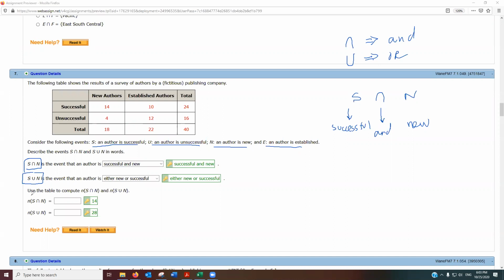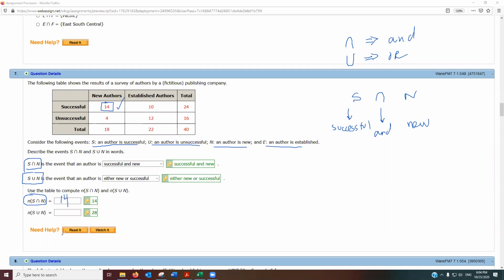All right, now it says let's compute them. Remember, the N means cardinality. So how many elements are in the set successful and new? Well, to be successful and new, you would have to be an author in this box right here. So successful and new is 14.